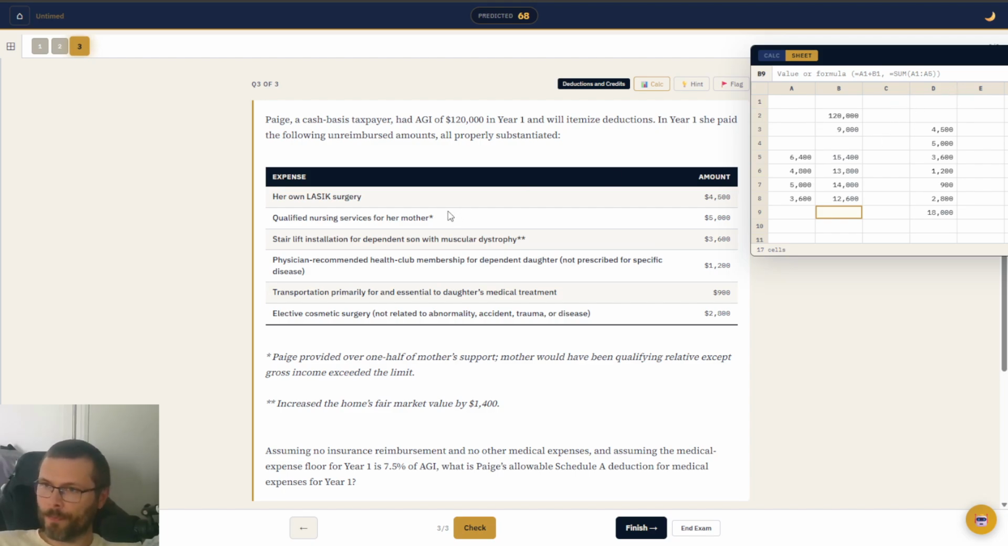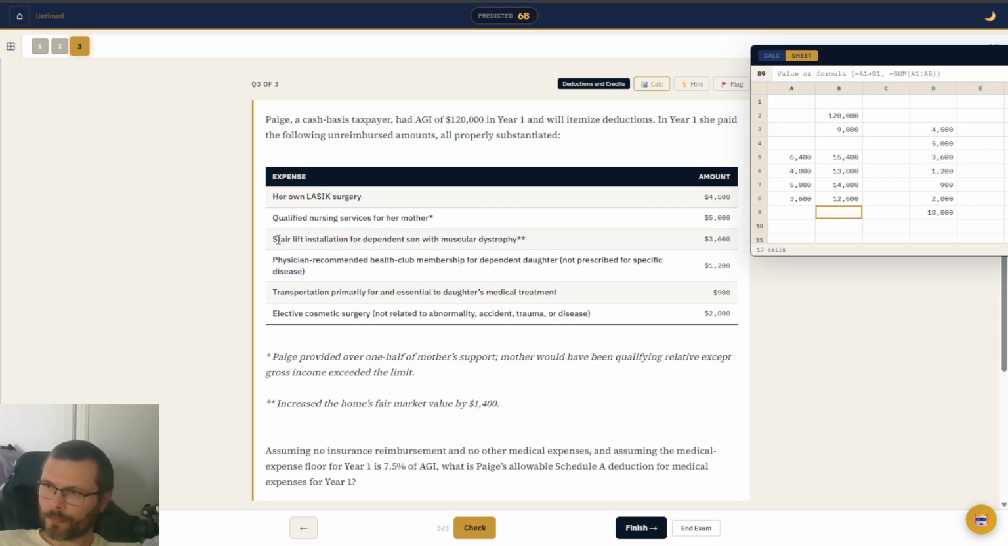Let's find out which. First one, her own LASIK surgery. That's not deductible. I mean, that is deductible. Vision correction. It's medical, not cosmetic. So keep 4,500 in. That's good. Qualified nursing for her mother, with an asterisk. Page provided over 1/2 support of the mother. Mother would have been a qualified relative except for gross income. Okay, so that qualifies. That one's good.